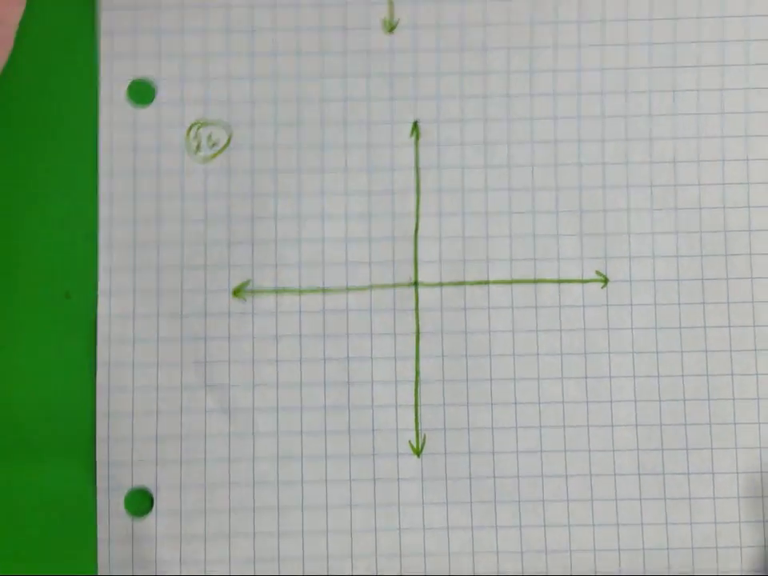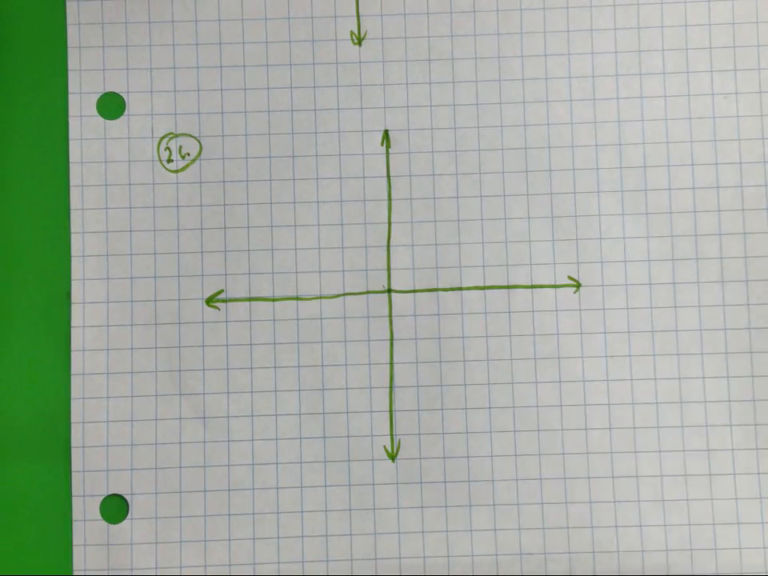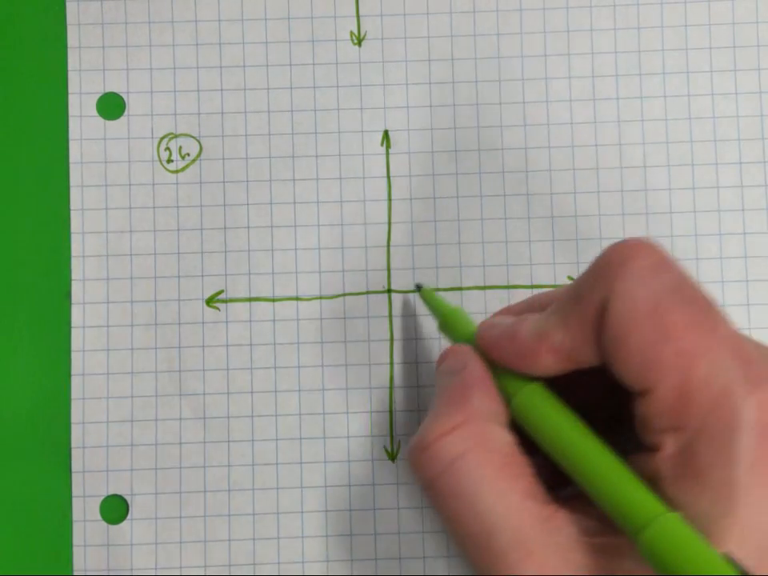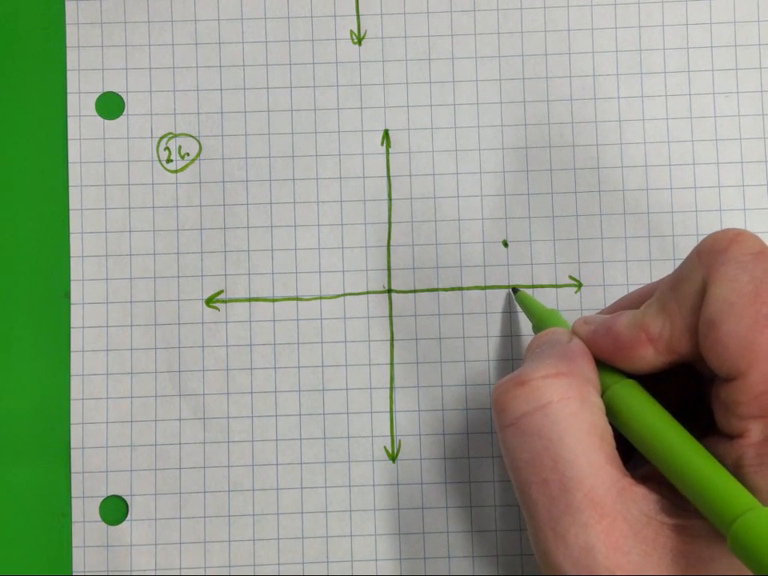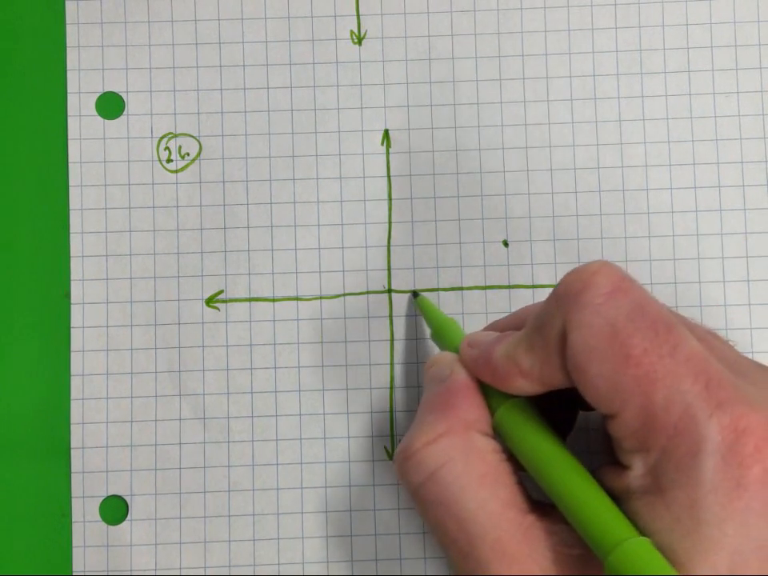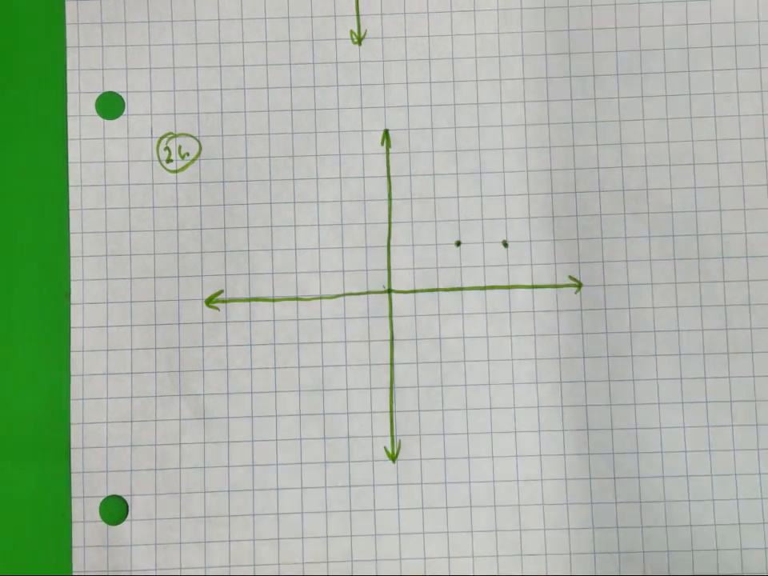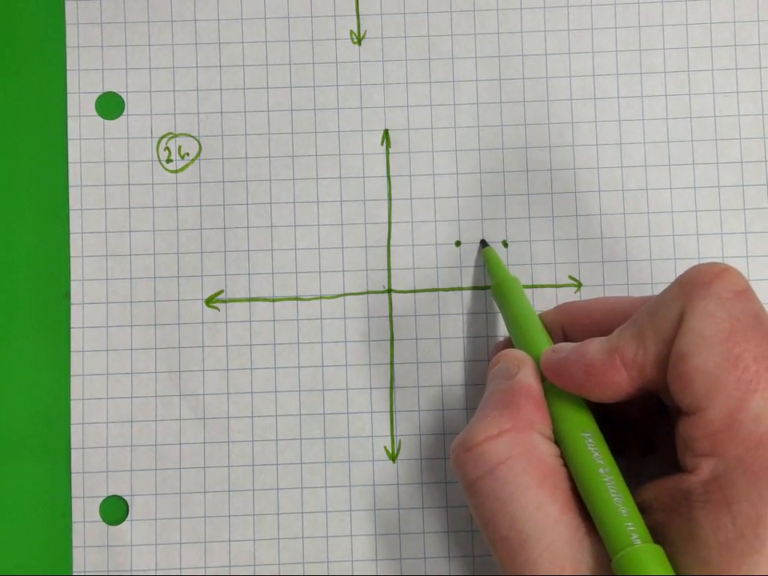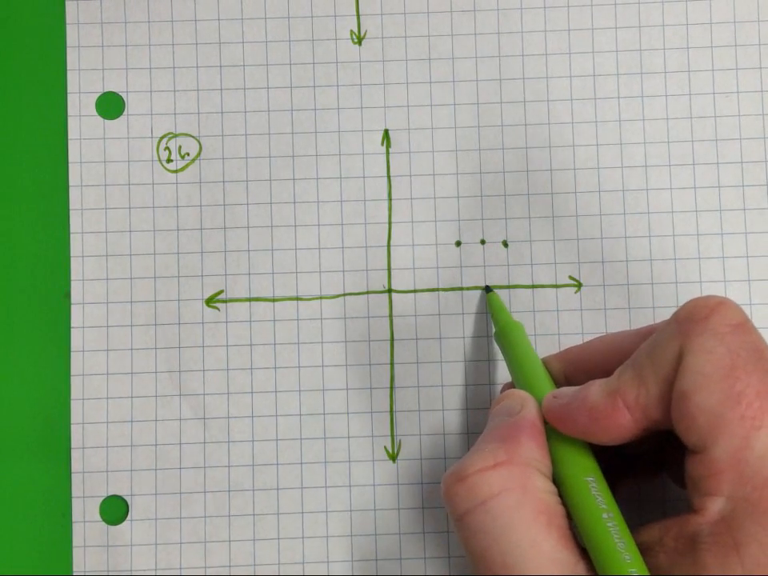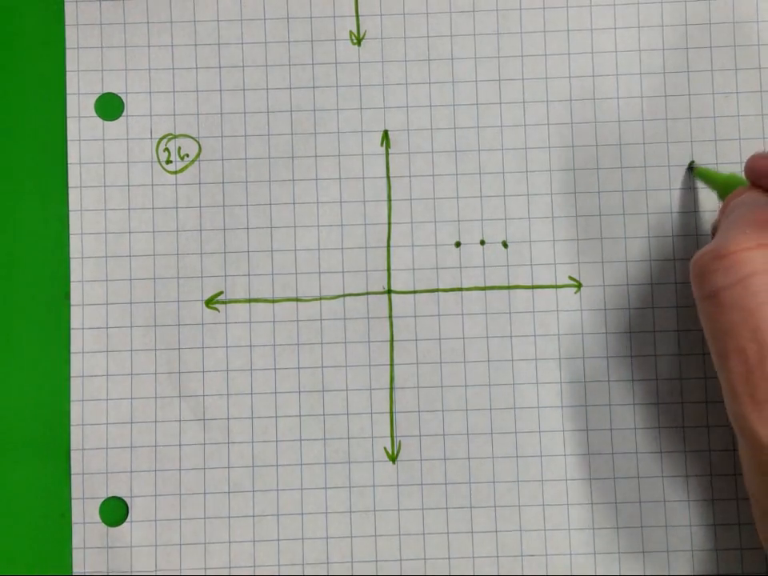Alright. So my vertices are (5, 2), (1, 2), (3, 4), and (3, 2)... Well, the center would be clearly this point right here: (4, 2).